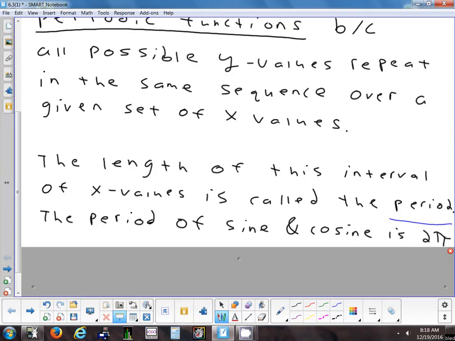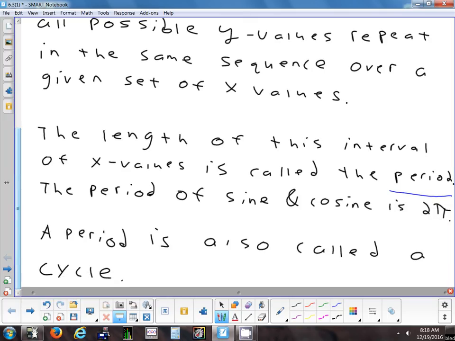Tangent and cotangent are a little different. We looked at a graph of them really quick just so you could see them. They do repeat, but it's not every 2 pi. Tangent and cotangent naturally repeat a little faster than that. They repeat every pi, or 180 degrees. So if you took the tangent of 10 and then the tangent of 190, those would be the same. So it repeats every 180. We'll look at that on Thursday.